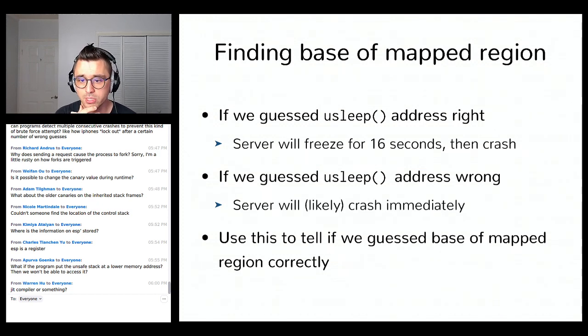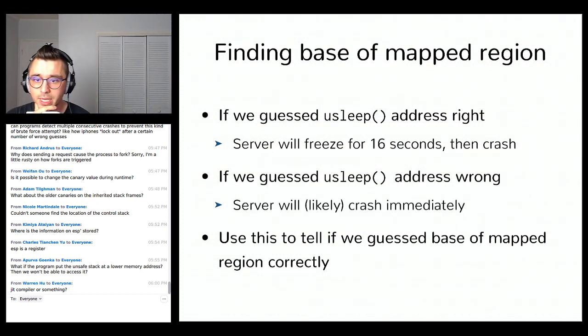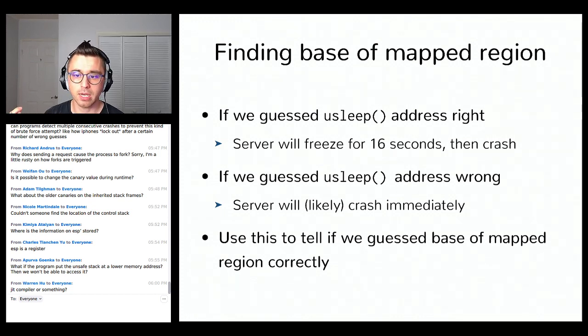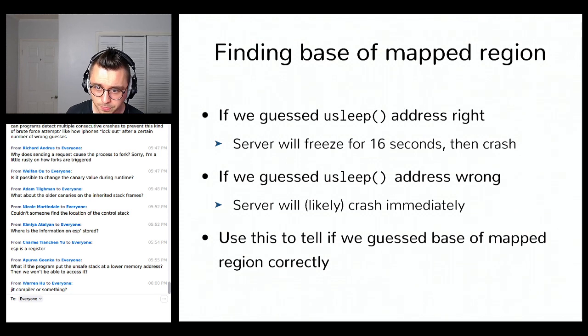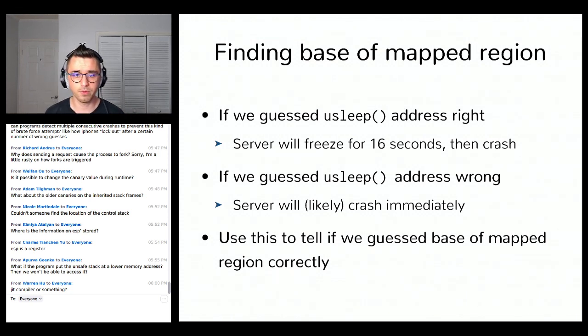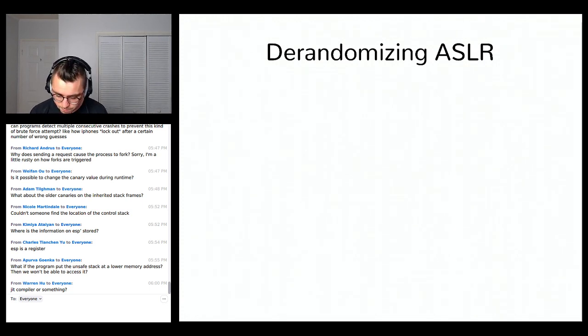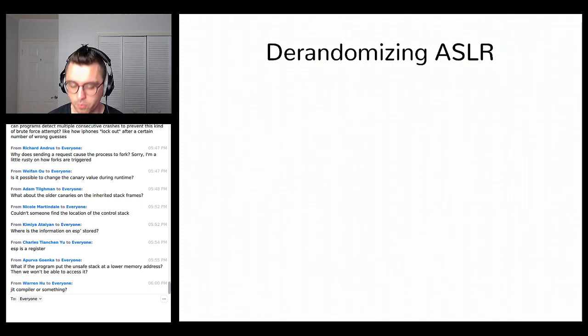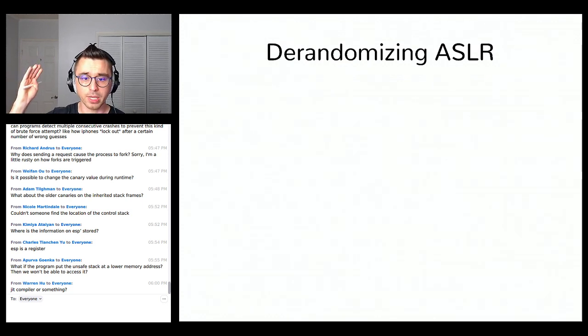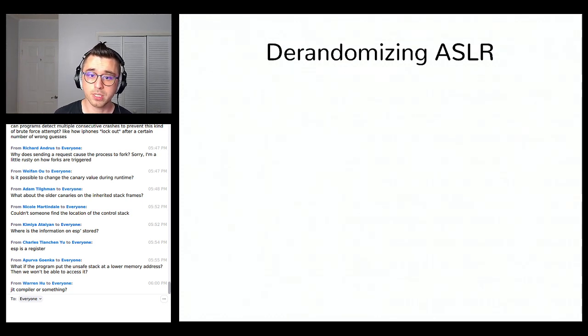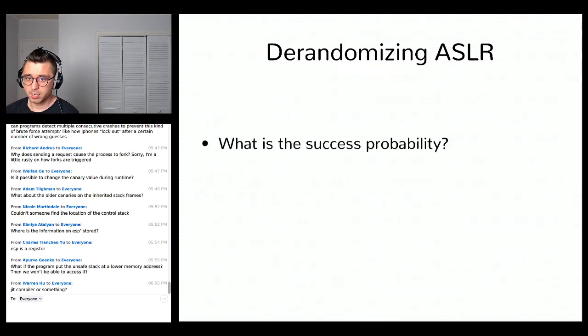If we guess the address of usleep wrong, then it's likely not going to have the same delay. So it's not going to sleep at all. It's probably going to crash almost immediately. And we can tell, based on that alone, how long it took for the server to respond, whether or not we guessed that address right. So if we guess the address right, then we know where usleep is. From that, we can figure out where system is, overflow the buffer again with the location of system and arguments to the command of your choice, and voila, you're done.